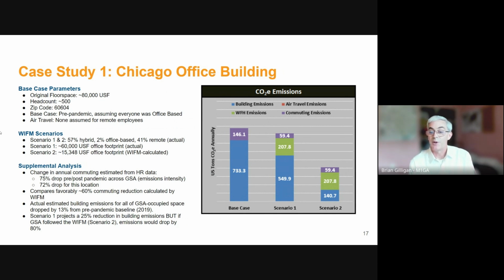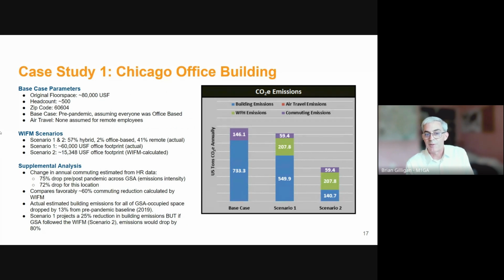And scenario 2 is, what if we'd used the WIFM calculated amount of office space that we should need based on the number of days people are actually coming into the office? And what you can see is that the change between the base case and scenario 1 in Chicago, there's a fair amount of reduction in office space energy use, but the work from home energy kind of offsets that.